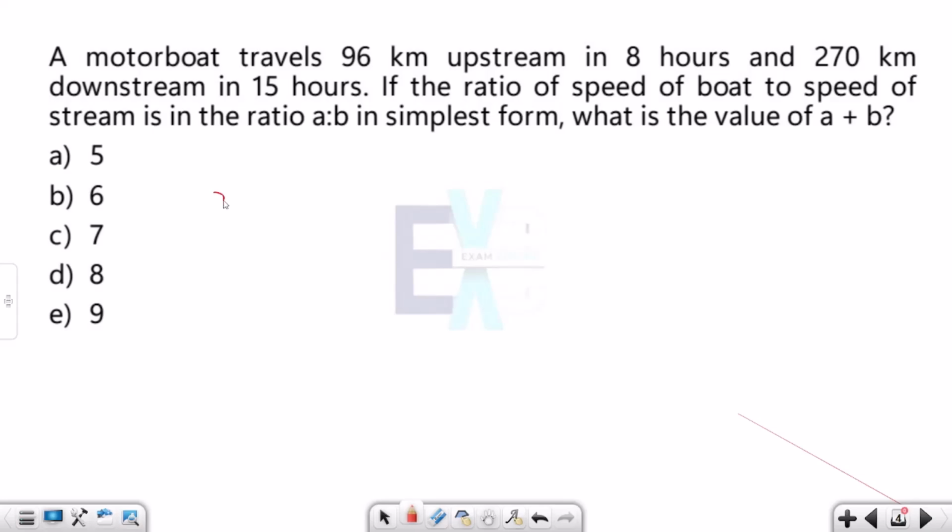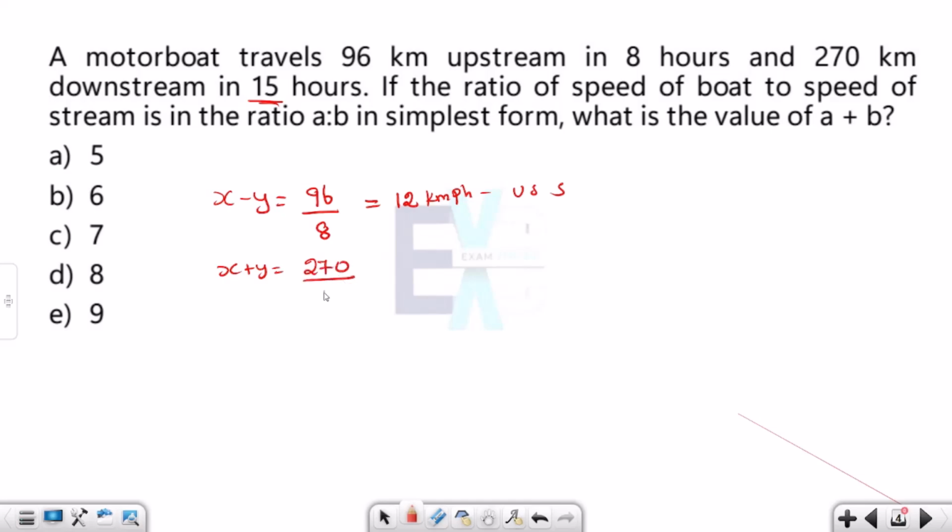So x minus y, that is speed, is equal to distance by time. What is the distance? 96 km. What is the time taken? 8 hours. What is 96 by 8? We'll get 12, that is 12 km per hour. So this is nothing but the upstream speed. Next step: 270 km downstream in 15 hours. Downstream means x plus y. So how many kilometers?